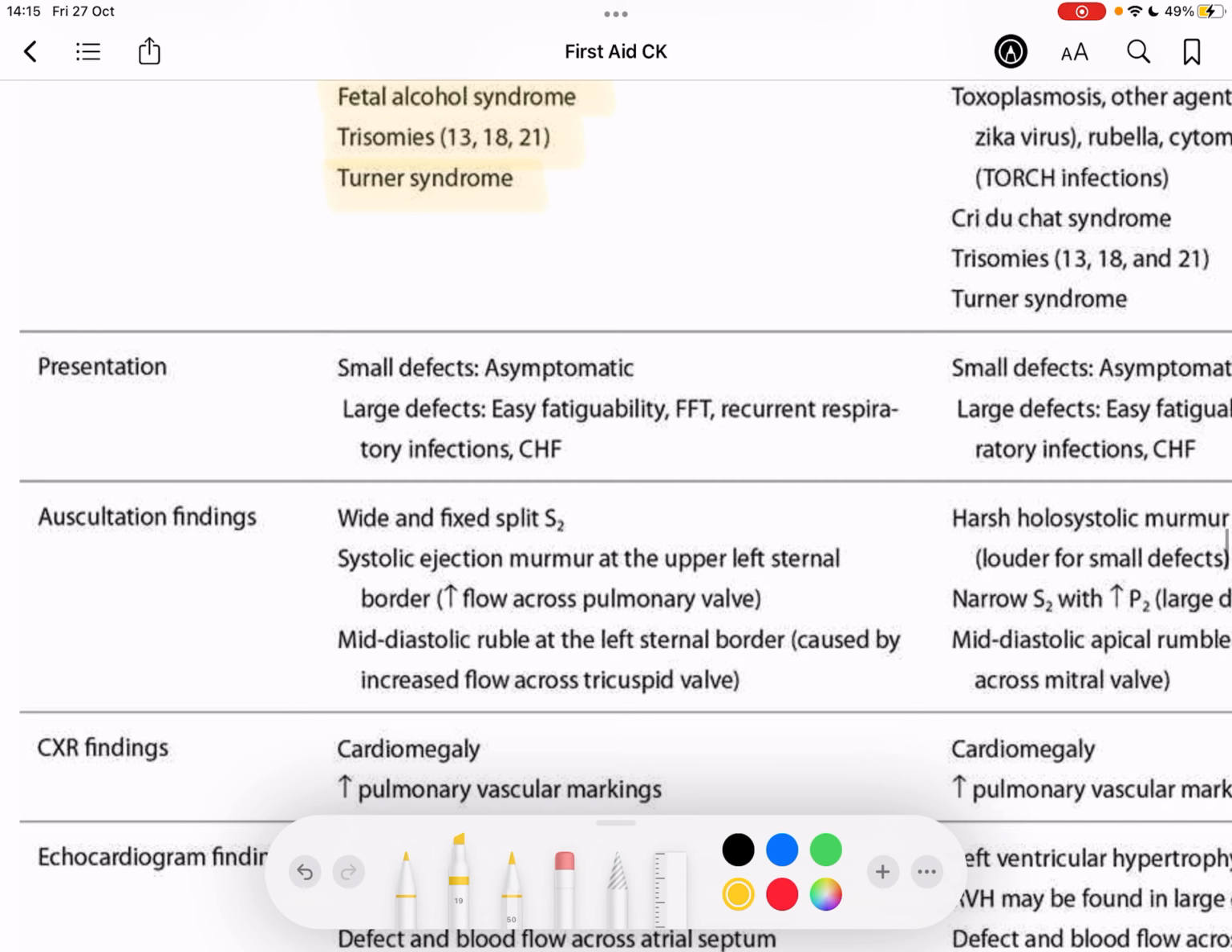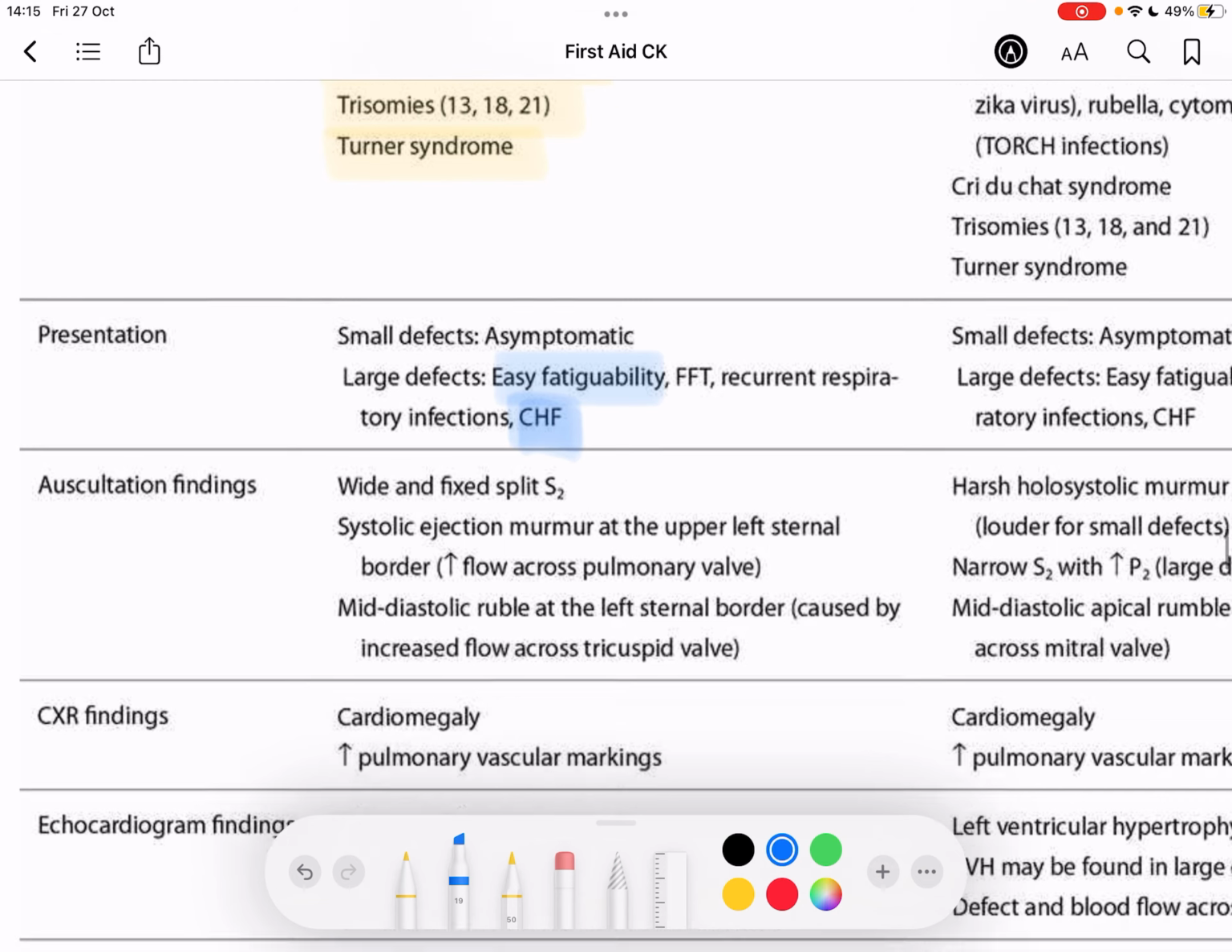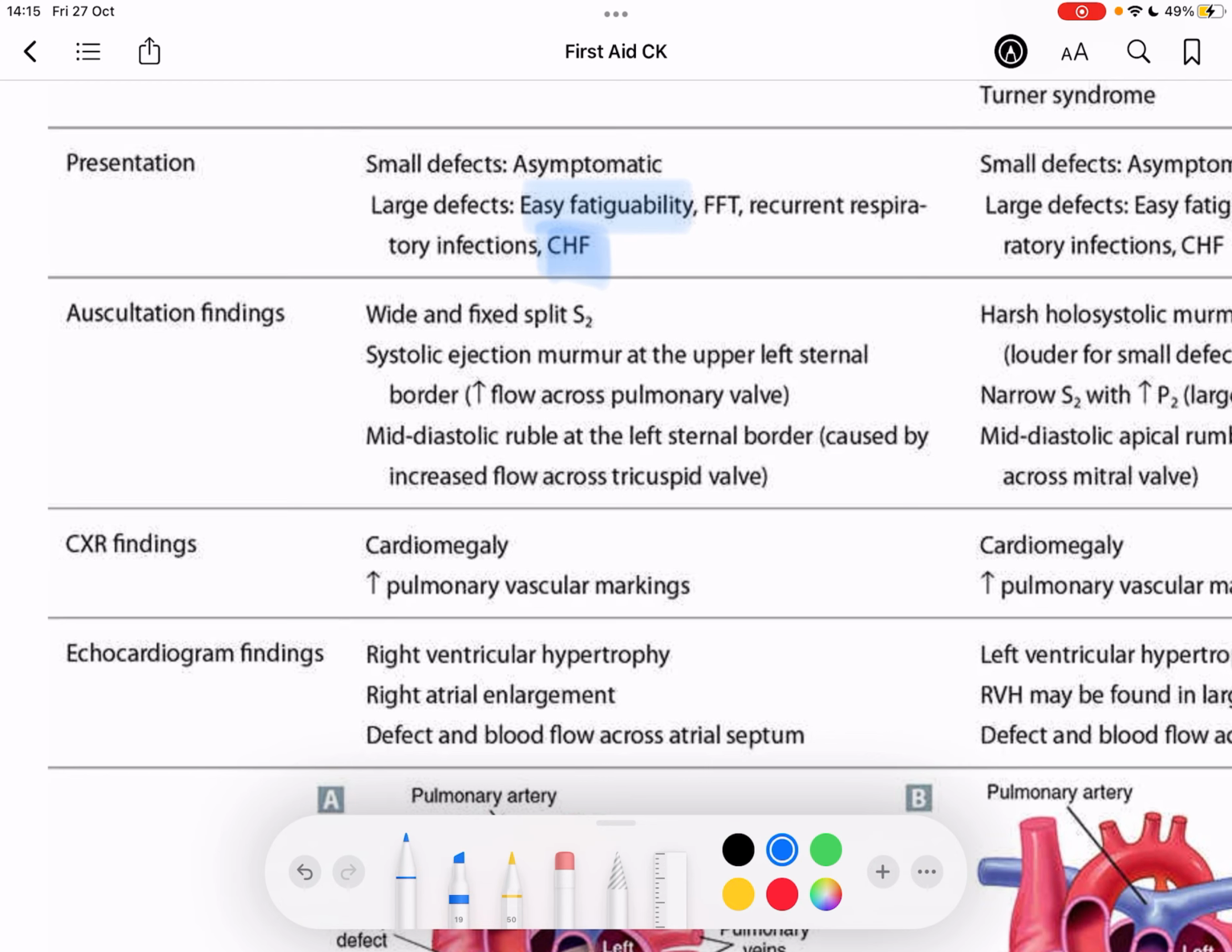The presentation, small defects are usually completely asymptomatic. Larger defects, unfortunately, can cause signs of heart failure. Okay, we can get easy fatigability because of lack of blood flow getting to certain parts of the body, failure to thrive even, and recurrent respiratory infections can ensue as well. The auscultation findings are very high yield.